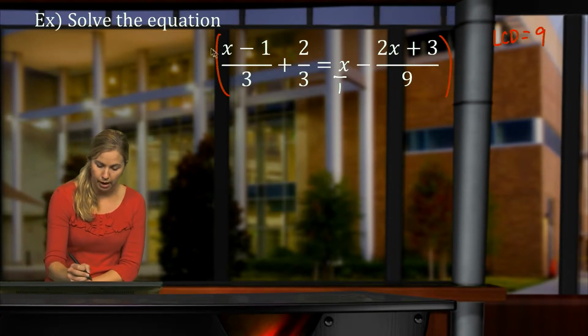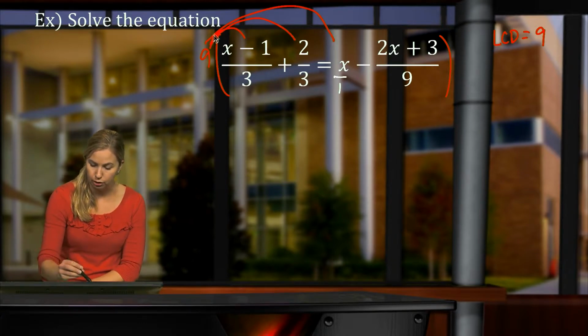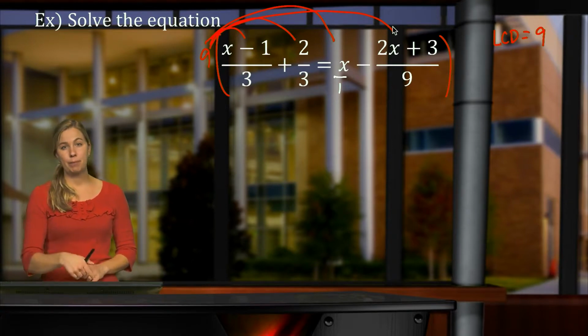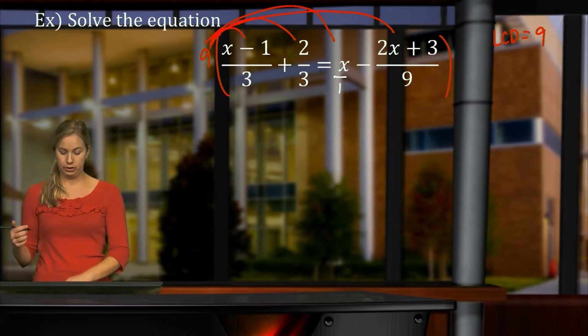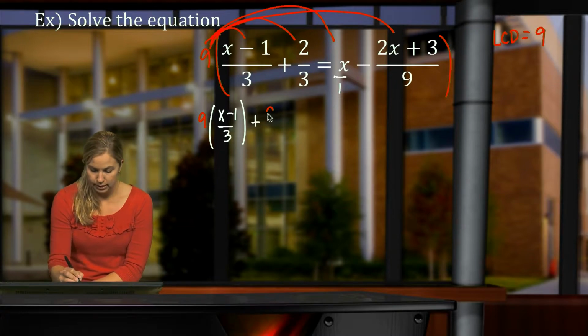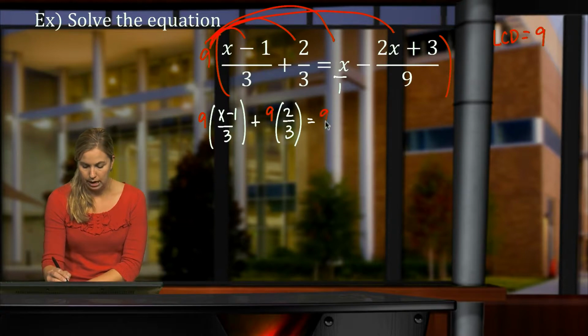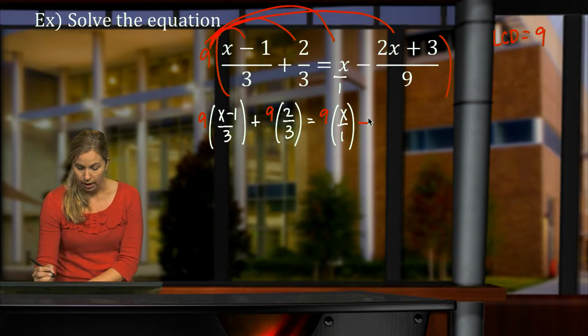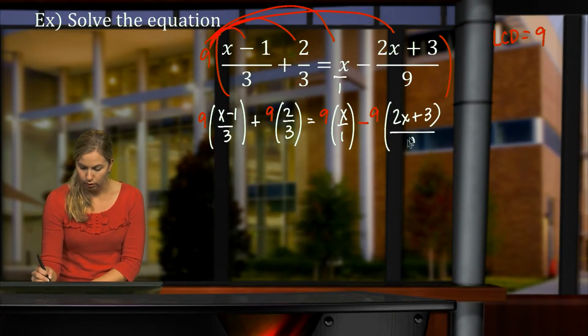So again, we're going to multiply everything by 9, making sure that we distribute to every single term. And in that next step, I'm going to show that distribution to every single term. So I have 9 times x minus 1 over 3 plus 9 times 2/3 equals 9 times x over 1, or you can just leave it as x, minus 9 times 2x plus 3 over 9.